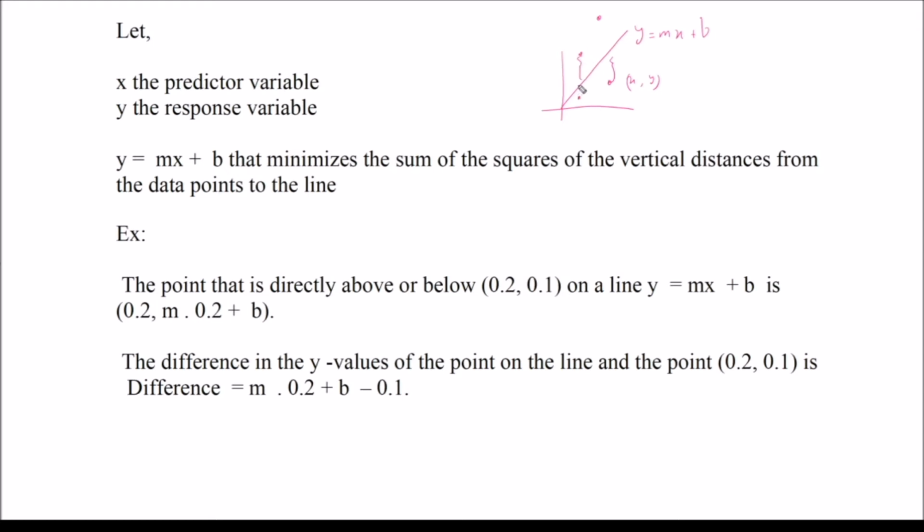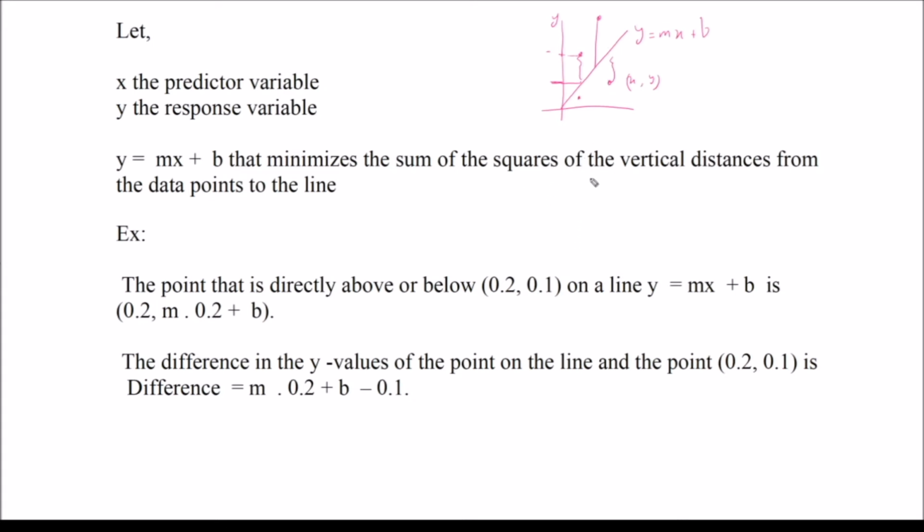So distance means what? Vertical distance means the difference of y values, right? Because this is my y-axis. So it is a difference between two y values. Here also two y values, here also two y values. So it's a difference between two points, or the two values of y, right? So how do I calculate that?